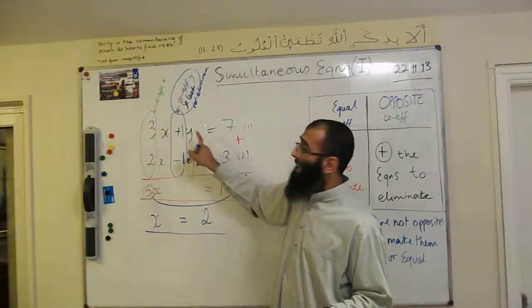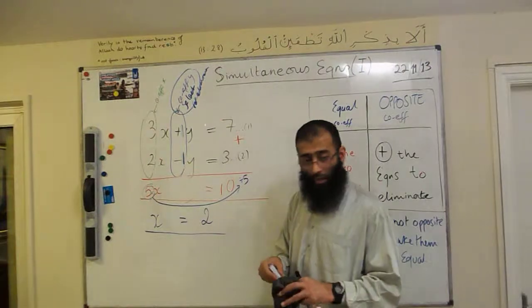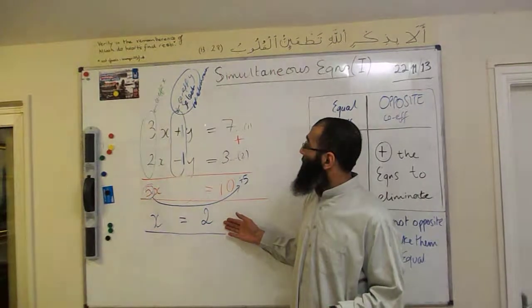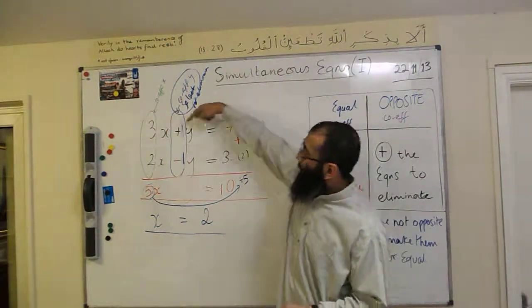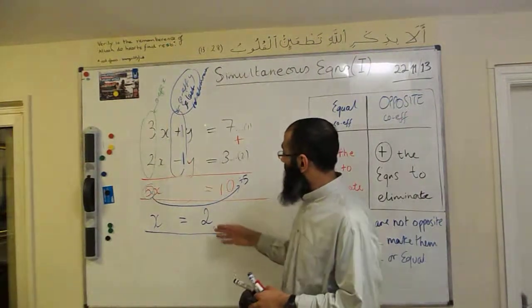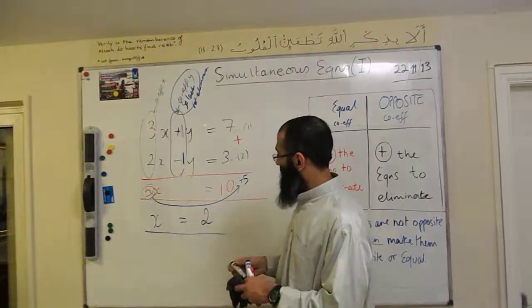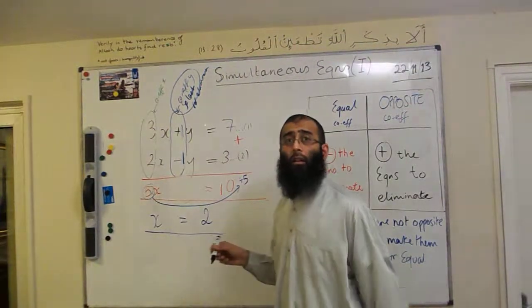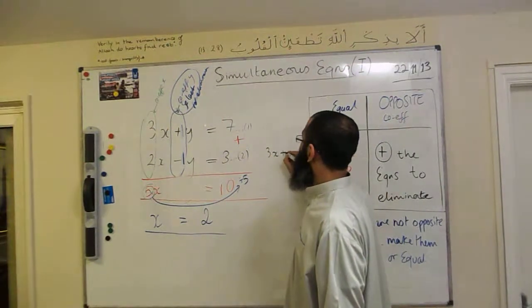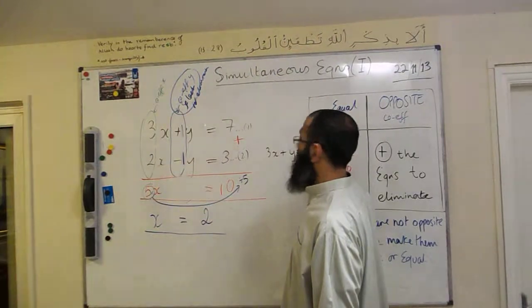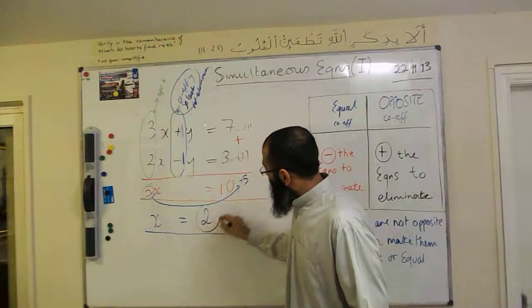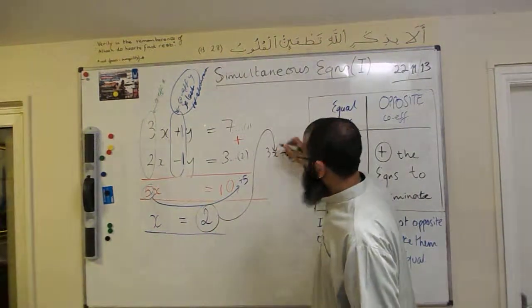So we need to work out x and y. We've just done x. Now that we know the x, what do we do with it? We need to put it back into one equation. That's called substitution. So we're going to substitute x equals 2 into the first equation. Let's write down the first equation again: 3x plus y is equal to 7. We get this 2 from here, and we put it into there.